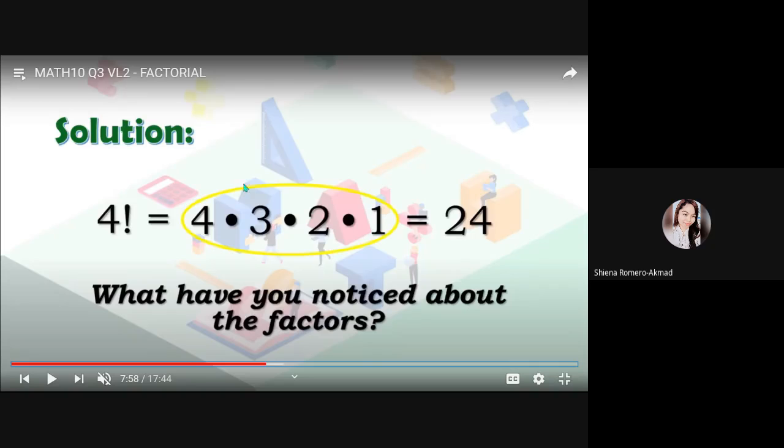Anong napansin nyo dun sa factors niya? Ito yung factors, di ba? That's 4 times 3 times 2 times 1. Anong napansin nyo sa factors niyan?